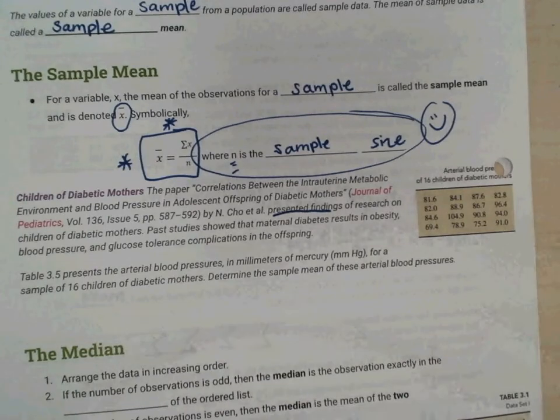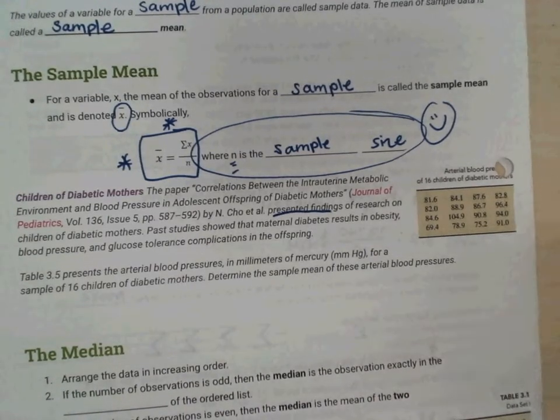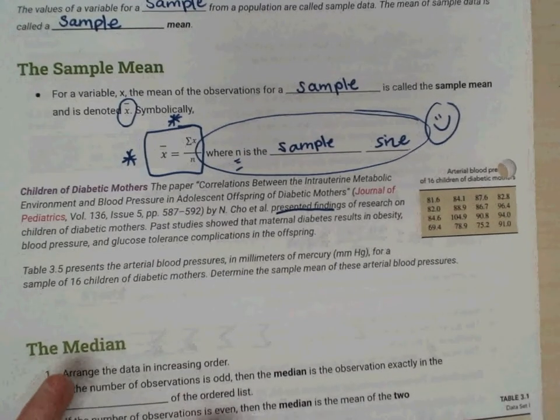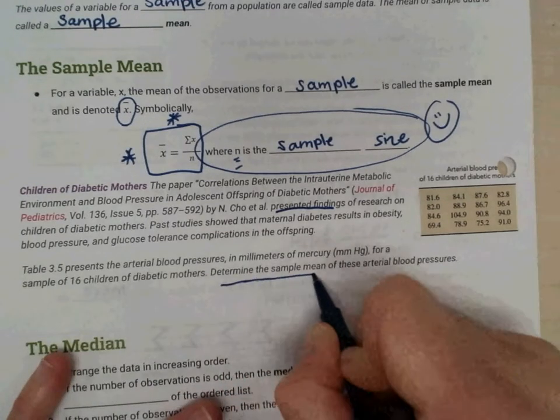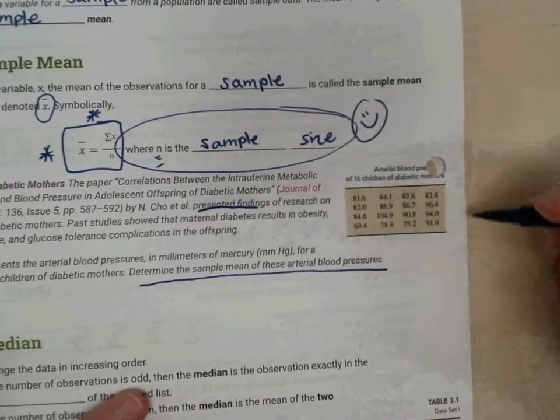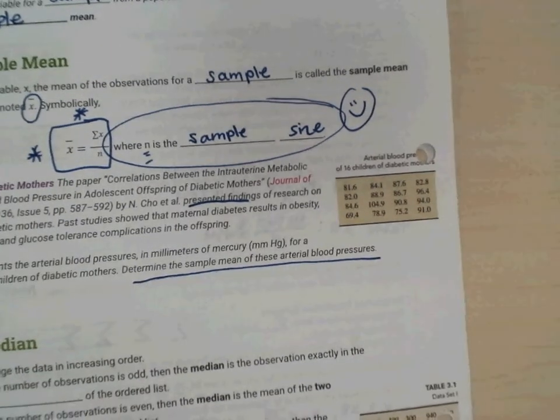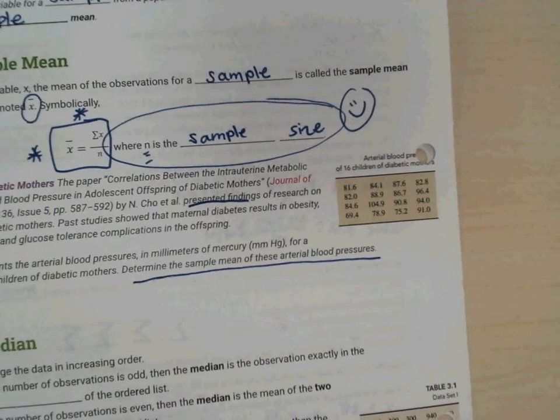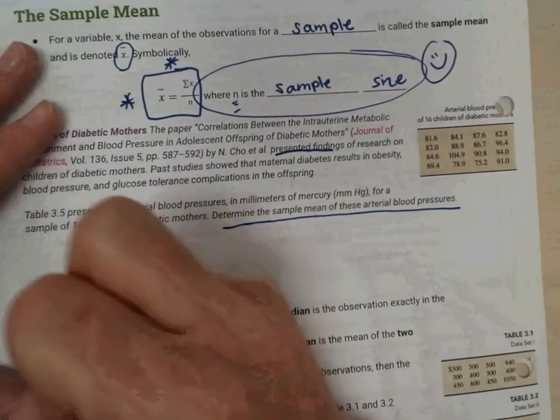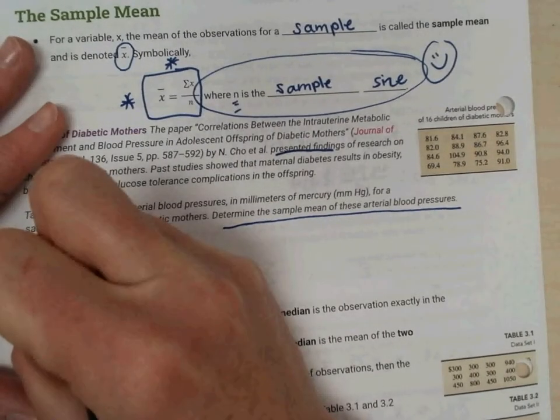Well done. You had some tough words in there. You skipped some of them, but you nailed some of them. So, good job. What is the sample mean of all these arterial blood pressures? Who's been already calculating? Has anybody been on the calculator already? Typing those in, adding those up.